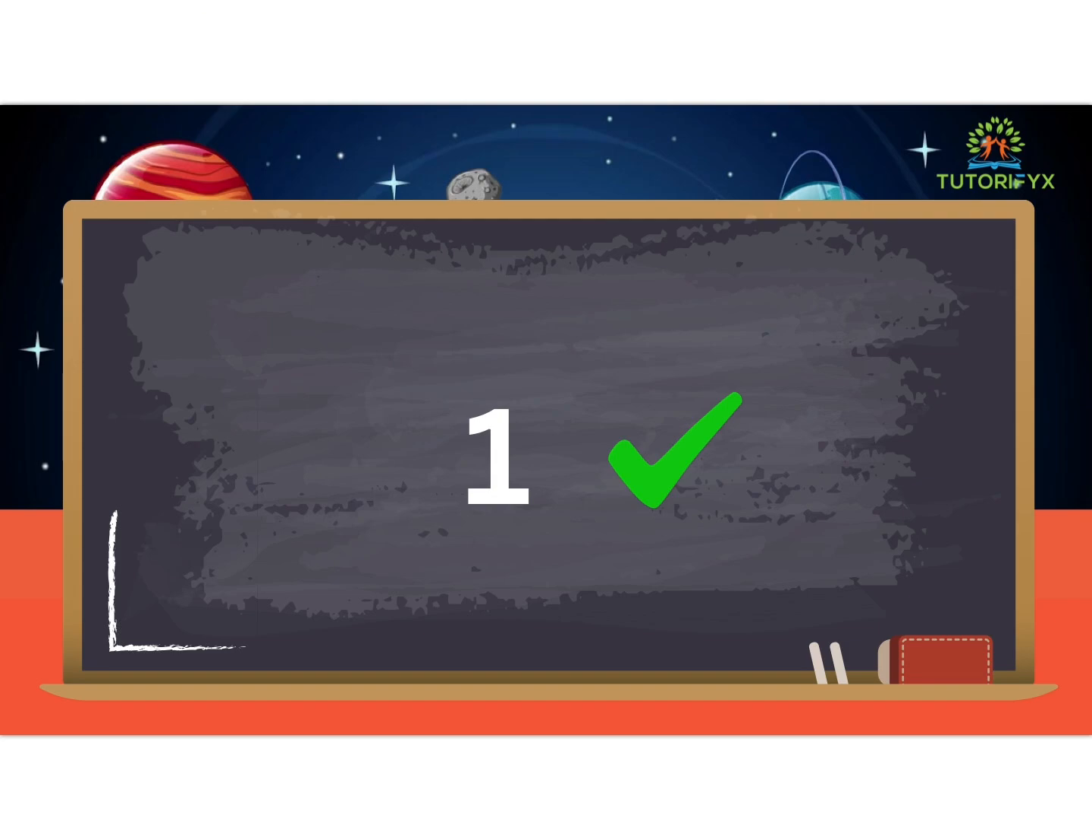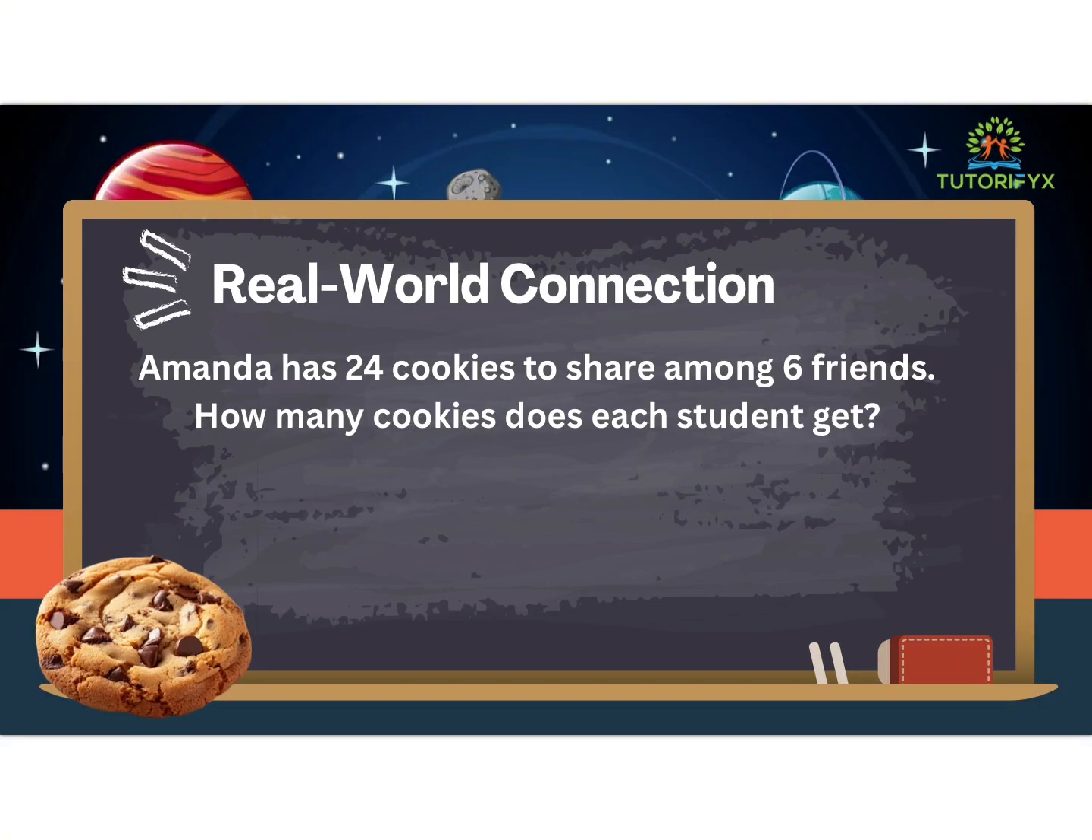If you got a 5 out of 5, say, oh yeah, because you are just so smart. We're going to finish off with a real world connection. It's very important that you know how to divide within word problems. So let's take a look.